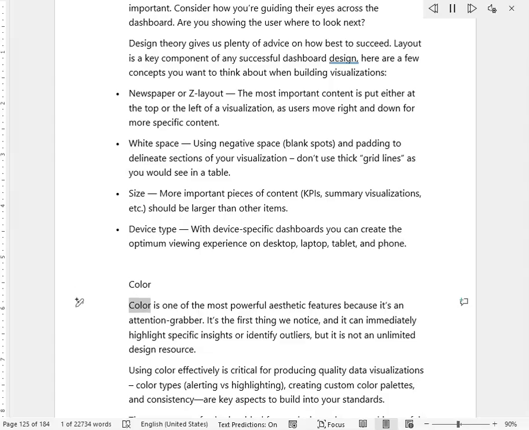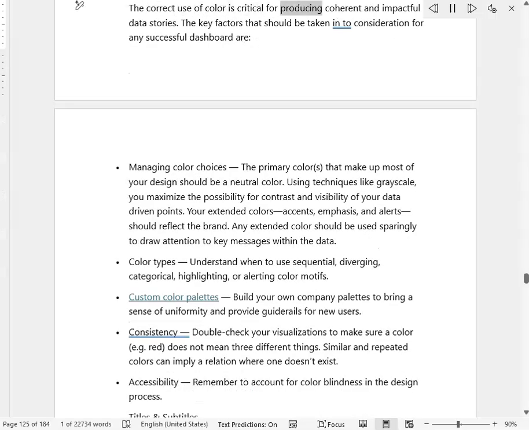Color. Color is one of the most powerful aesthetic features because it's an attention grabber. It's the first thing we notice, and it can immediately highlight specific insights or identify outliers, but it is not an unlimited design resource. Using color effectively is critical for producing quality data visualizations. Color types, alerting versus highlighting, creating custom color palettes, and consistency are key aspects to build into your standards. The correct use of color is critical for producing coherent and impactful data stories.